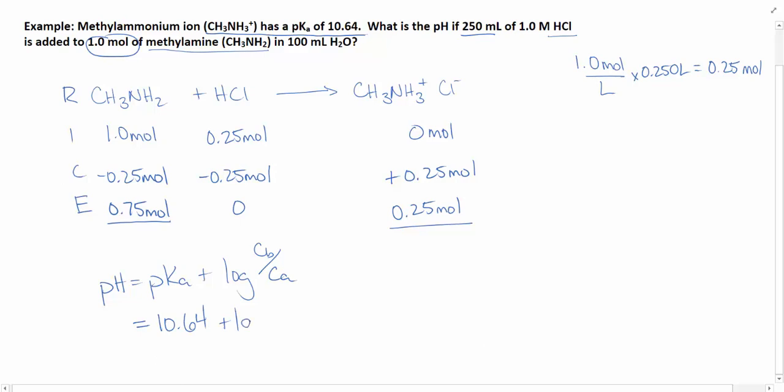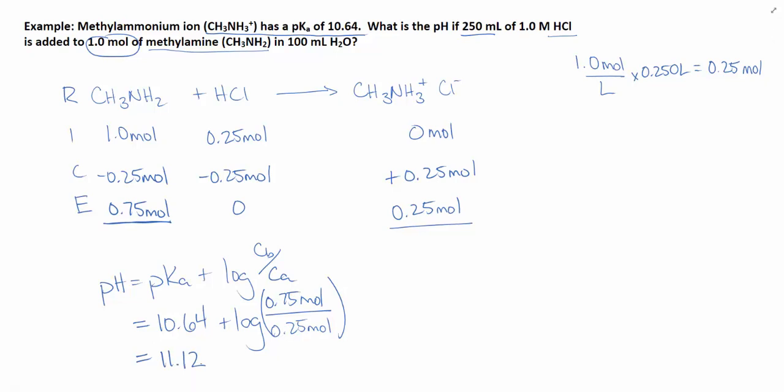And then plus the log of the weak base, which is 0.75 moles, over the weak acid, which is 0.25 moles. So it's okay to use either moles or concentrations when we're working with a buffer, since the volumes will simply cancel out. If we plug this in, we'll find that the pH in this case is 11.12, and that is the pH of the solution when we add this strong acid to our weak base.